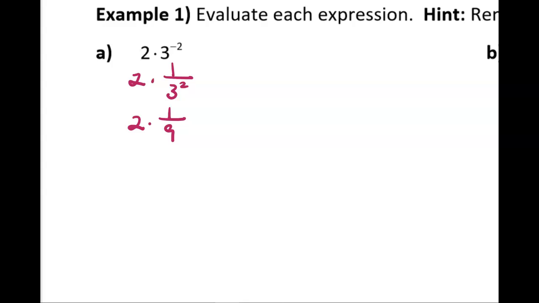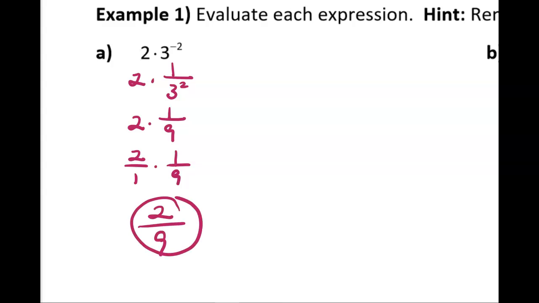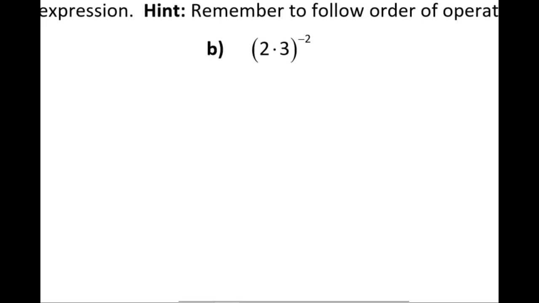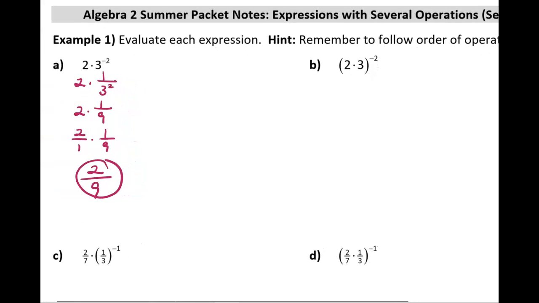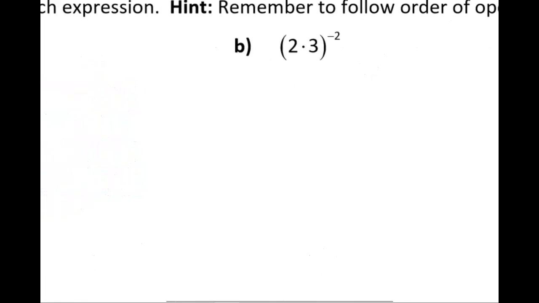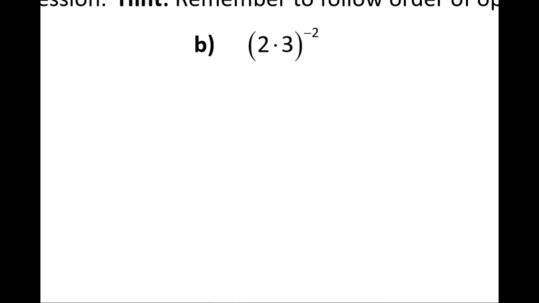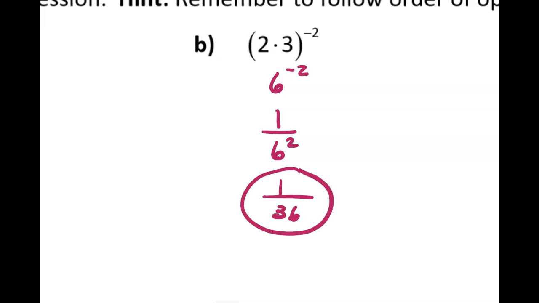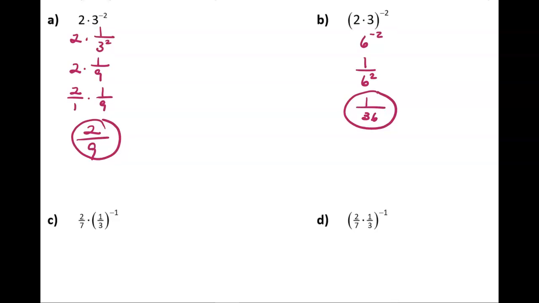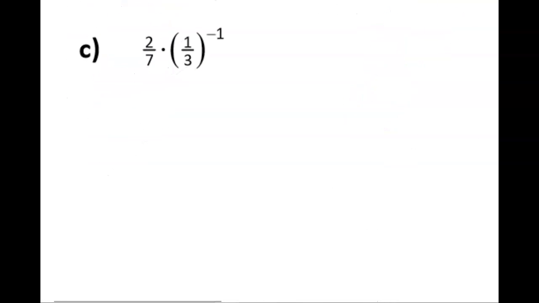And now 2 times 1/9 is the same as 2 over 1 times 1 over 9. So that's 2/9. In B, we have the same expression but with parentheses. So parentheses have to be done first here. So that means that we're going to do 2 times 3 first, and then we're going to raise that to the negative 2 power. That's 1 over 6 squared, which is 1 over 36. Two totally different answers if we change the parentheses or we add parentheses.